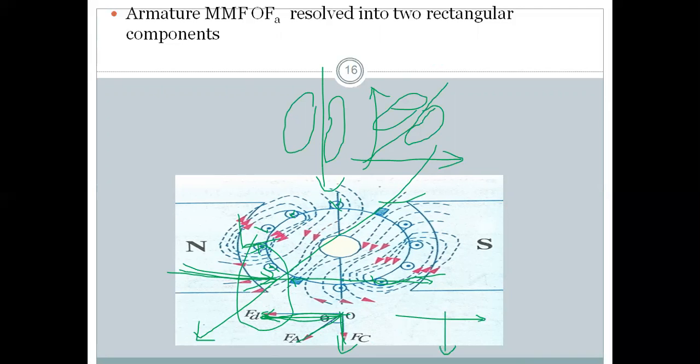FC is another component of this resultant FA, in the downward direction. This is FC. Then this is the main magnetic field, FM. These two fluxes are crossing each other. That's why it is called the cross magnetization effect. Due to this flux and this flux, the net flux is reducing. Because the net flux reduces, the net induced EMF will reduce. Because of this cross magnetization, sparkings take place at the brushes.